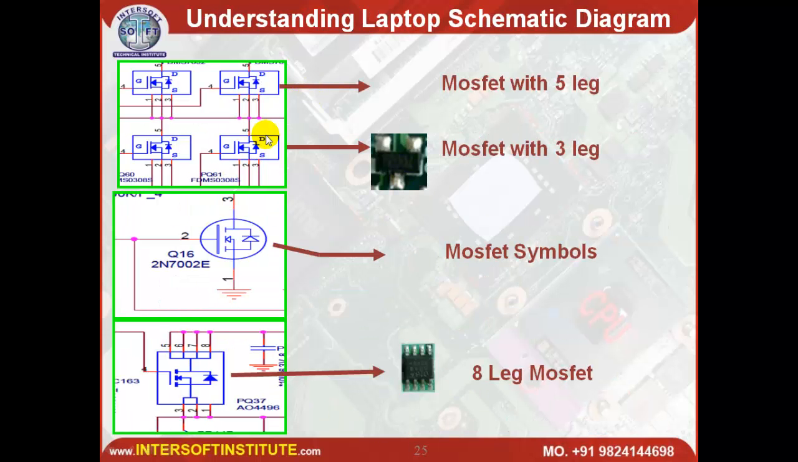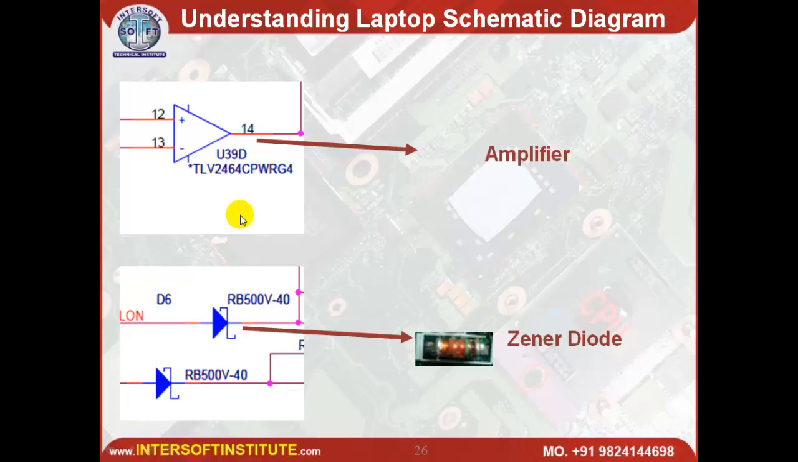The MOSFET symbols will be like this. This is a 5-leg MOSFET, and a 3-leg MOSFET. Okay, this is a 5-leg MOSFET, the new MOSFET. This is a 3-leg MOSFET. This is also a 3-leg MOSFET, and this is an 8-leg MOSFET. Amplifier is also there. This is the amplifier symbol. This is for the Zener diode.